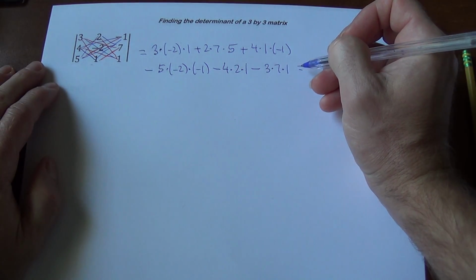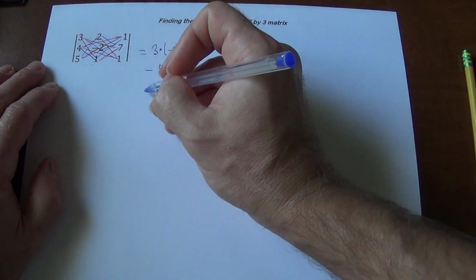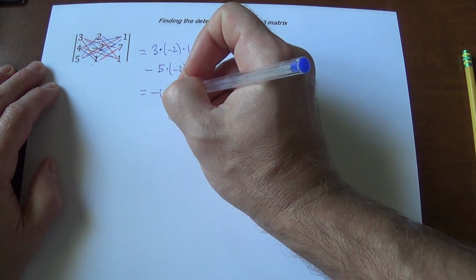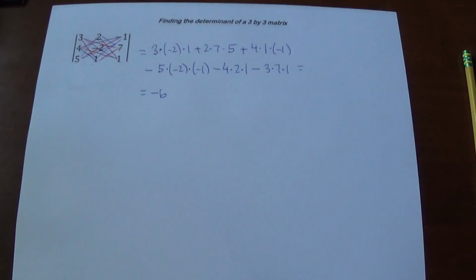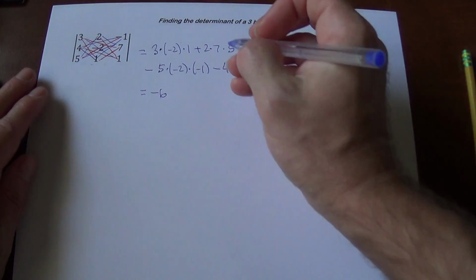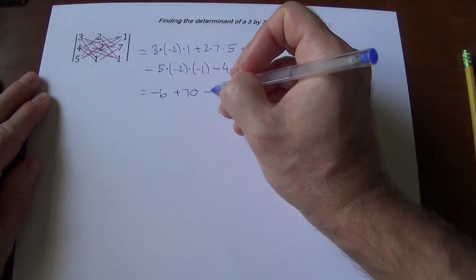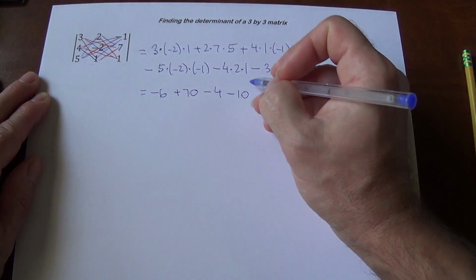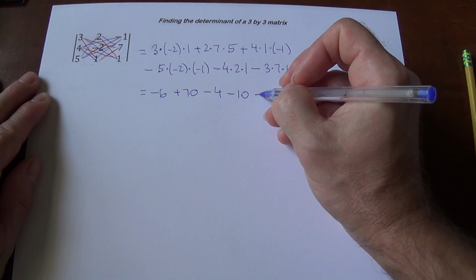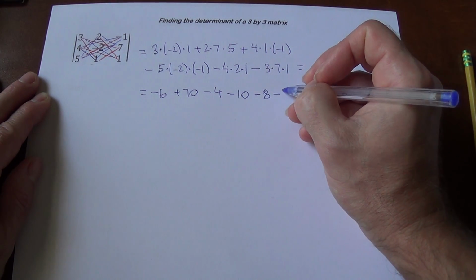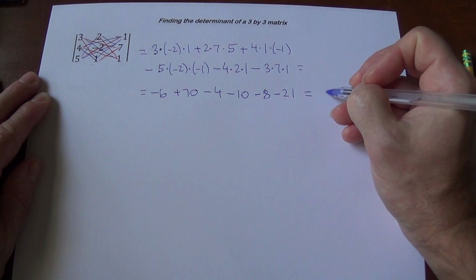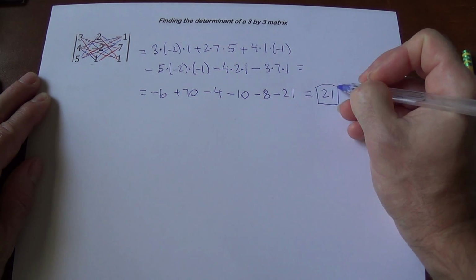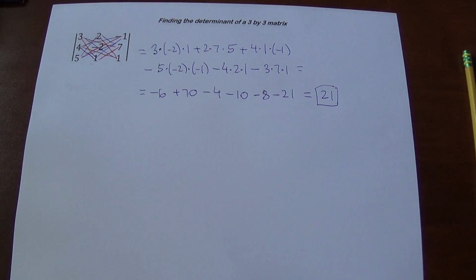Okay, so if you do all this, you're getting negative 6 for the first product. Then this is going to give you plus 70. That's going to give you minus 4. That's going to give you minus 10. That's going to give you minus 8. And that's going to give you minus 21. And once you do all this math, your determinant will be 21.